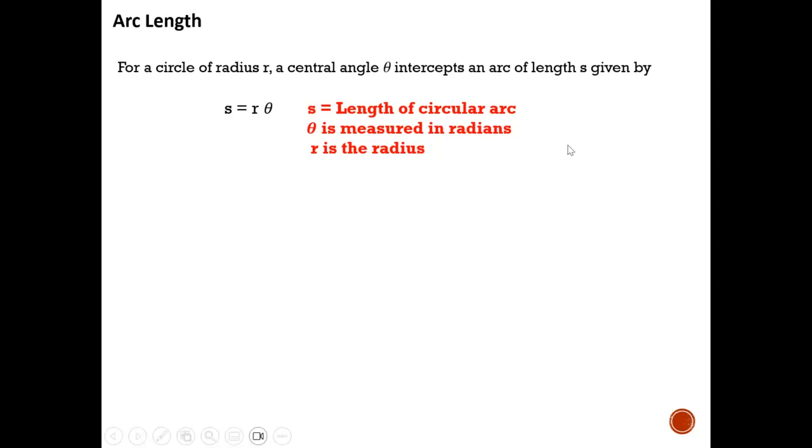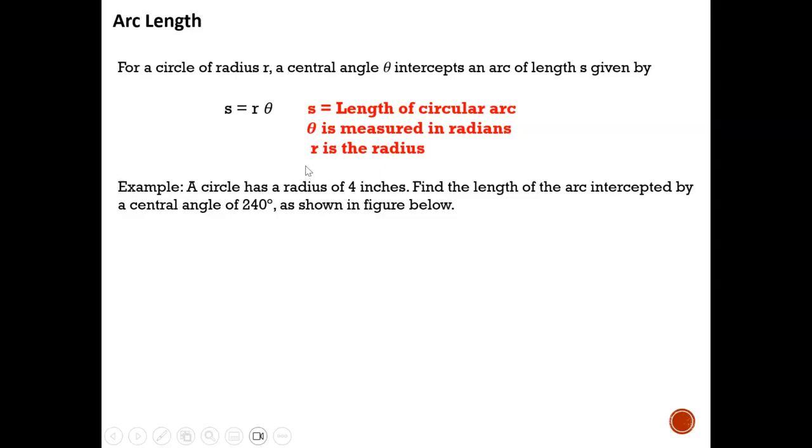Okay, for a circle of radius r, the central angle theta intercepts the arc length. The arc length is given by S equals r theta. S is the length of the circular arc, and theta is measured in radians. That's where the mistake that a lot of students make. You have to convert theta to radians, and r is the radius.